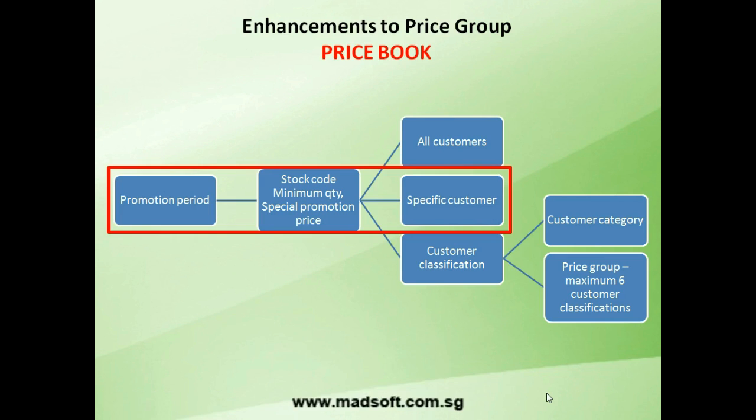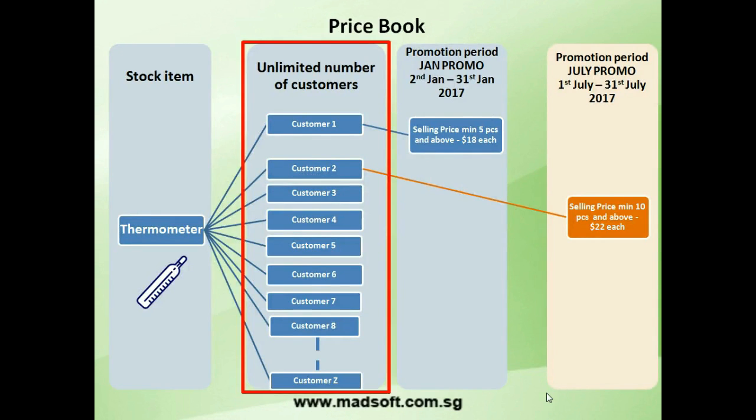And in our example, we're going to use a promotion period for a particular stock item to a specific customer. MadSoft price book feature allows a stock item to be tagged to an unlimited number of customers with unlimited promotion periods. So let's take a look at the next video to see how to use this price book feature.